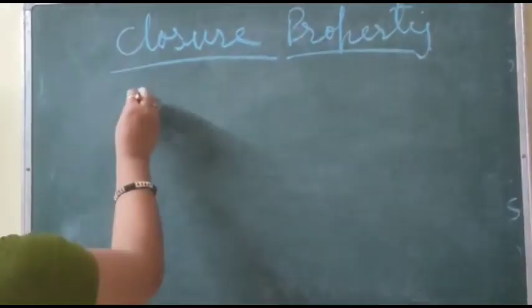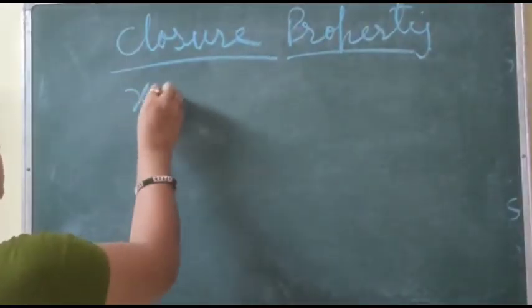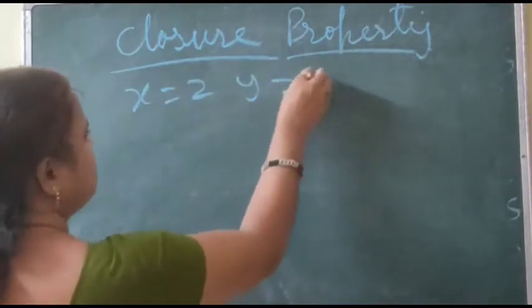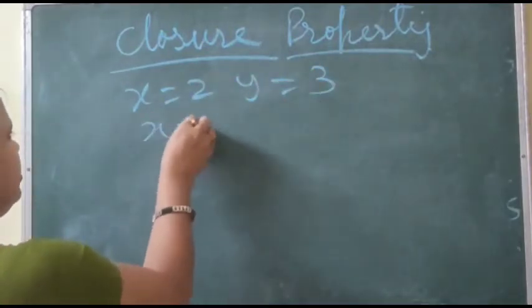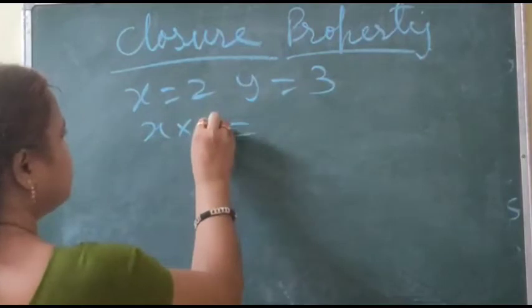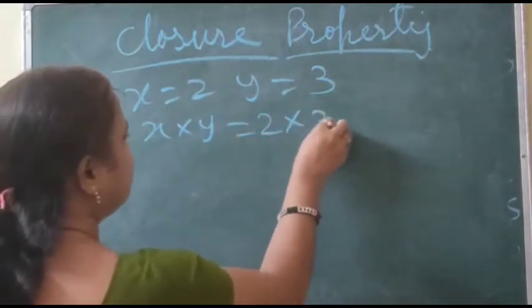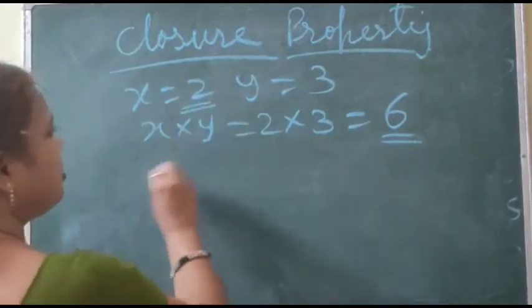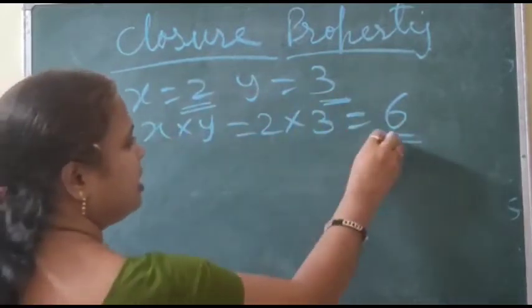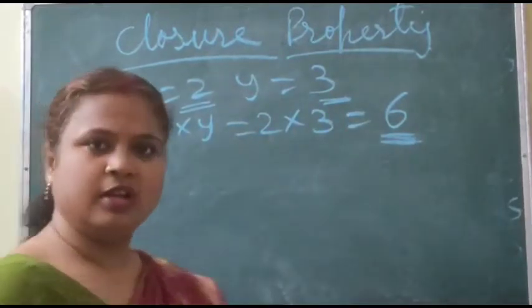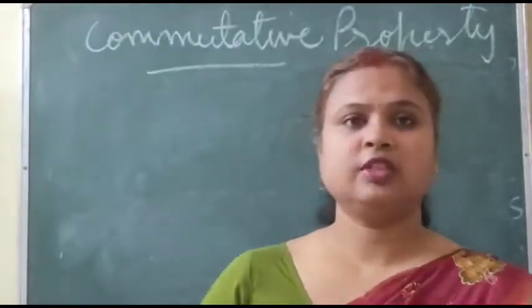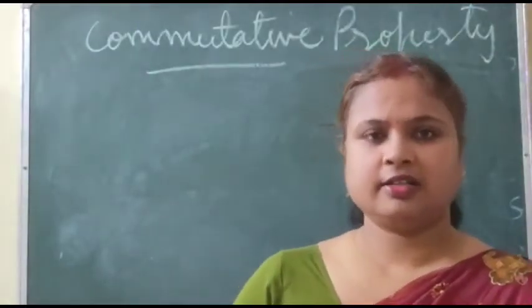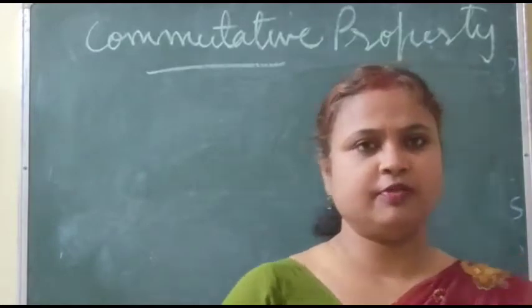Like x is 2 and y is 3. So x into y means 2 into 3, and this is equal to 6. 2 is a whole number, 3 is a whole number, and 6 is also a whole number. Now let's discuss another property, the commutative property.